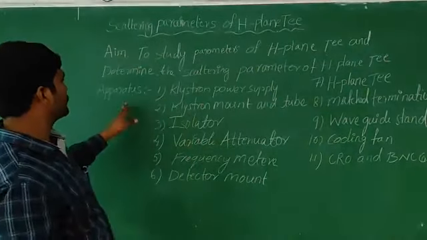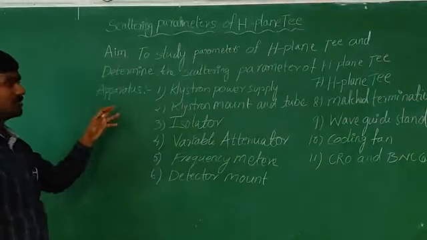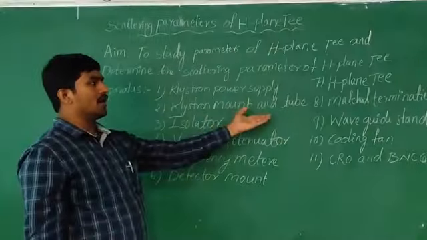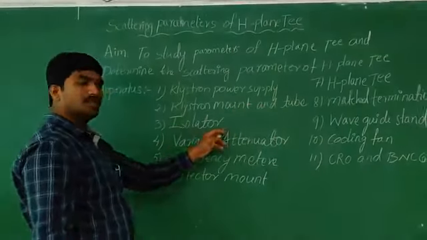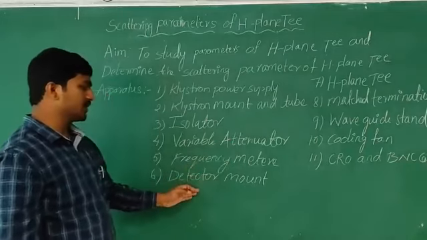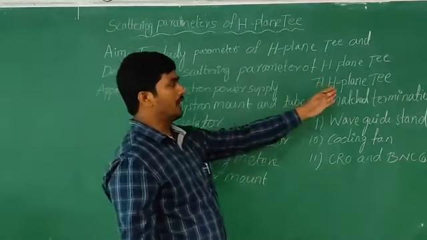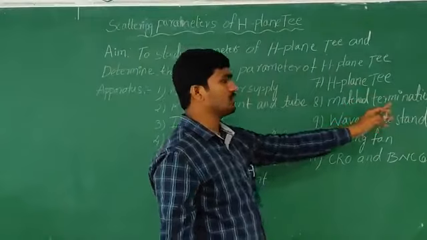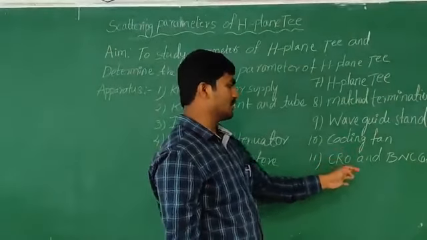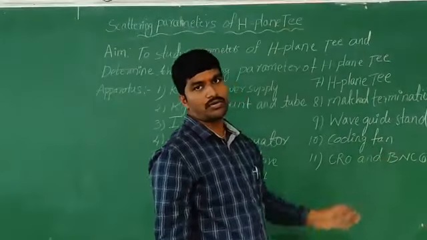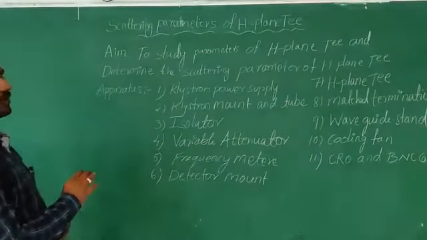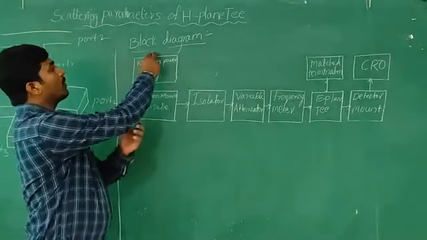In this experiment, the required apparatus are: Klystron power supply, Klystron mount, Klystron tube, isolator, variable attenuator, frequency meter, detector mount, H plane T, match termination, waveguide stand, cooling fan, CRO, and BNC cable. Now we are going to perform the experiment. Before that, we are going to see the block diagram.